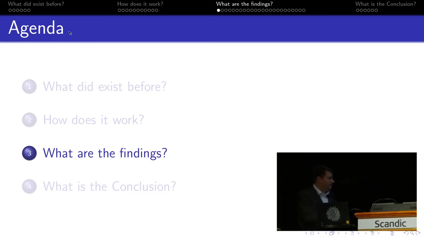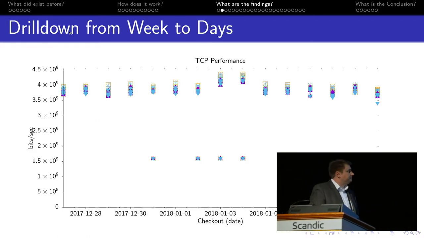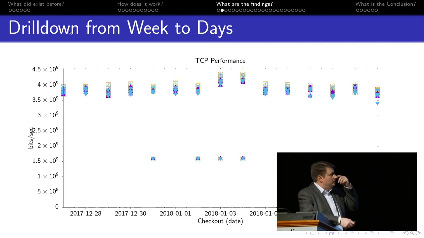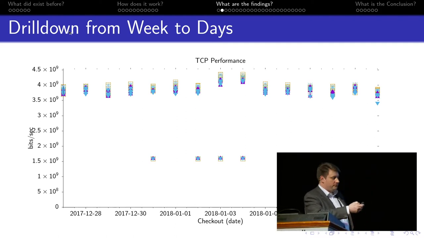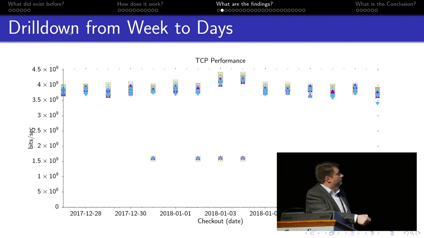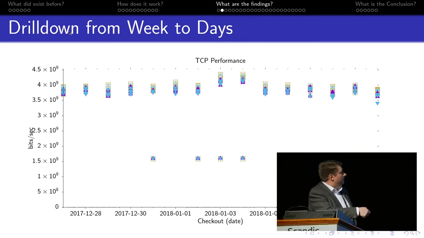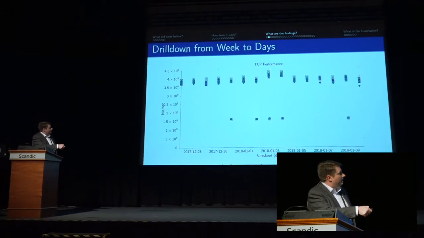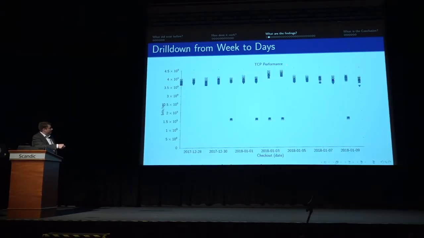Okay, what have I found out? So that's the graph from before, and now we switched from weeks to days. Before I had one outlier here on the top, if you remember. Now I have two of them, because here is a day step in between, and now I can find which are the commits here and which are the commits here, and what happened there.